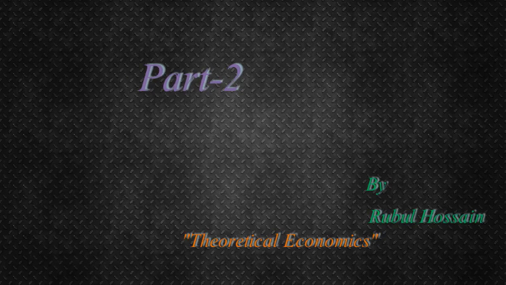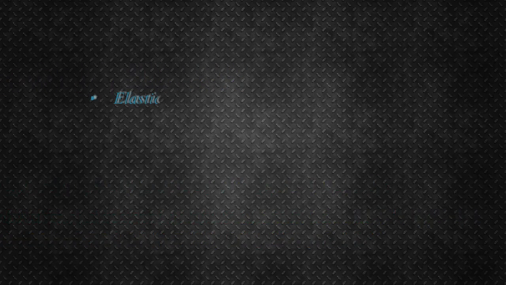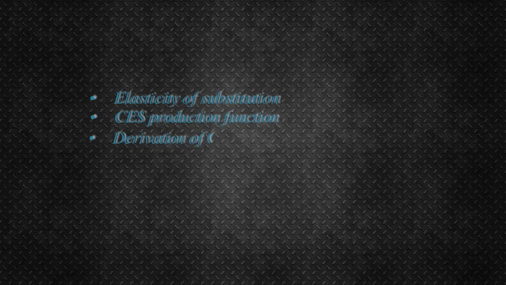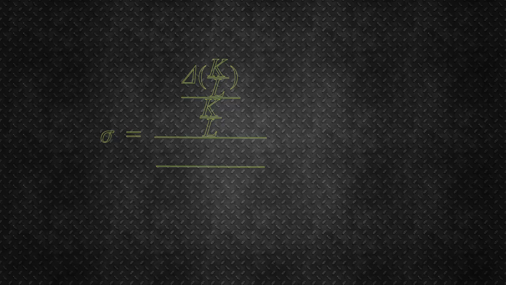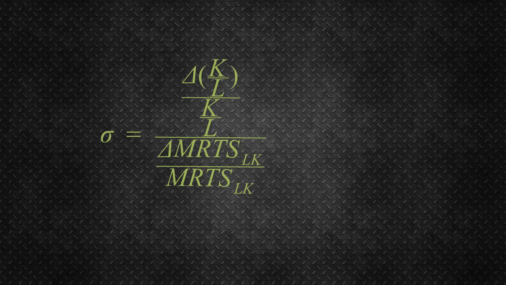In this video, we are going to take a closer look at elasticity of substitution, what it has to do with families of CES production function, and the derivation of the Cobb-Douglas production function. Elasticity of substitution can be defined as the ratio of proportionate change in capital labor ratio to proportionate change in marginal rate of technical substitution of labor for capital.